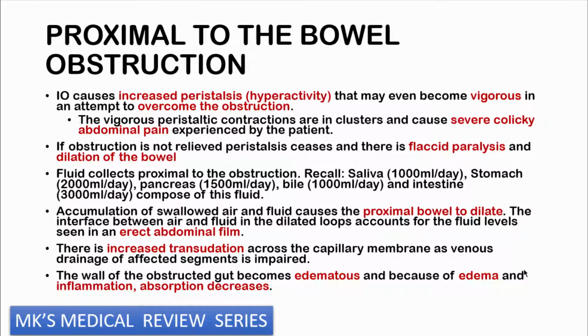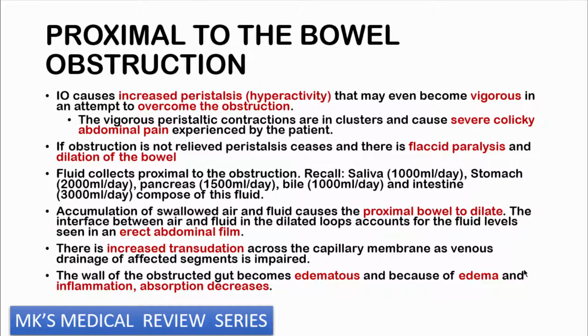Then if this obstruction is not relieved, the peristalsis is going to stop. It's going to cease, and eventually that segment of the gut is going to become flaccid. So there's going to be some flaccid paralysis, and there's also going to be dilatation of the bowel. So it means that the other cars that are coming behind you will stop there and begin to accumulate there. So keep that analogy in mind.